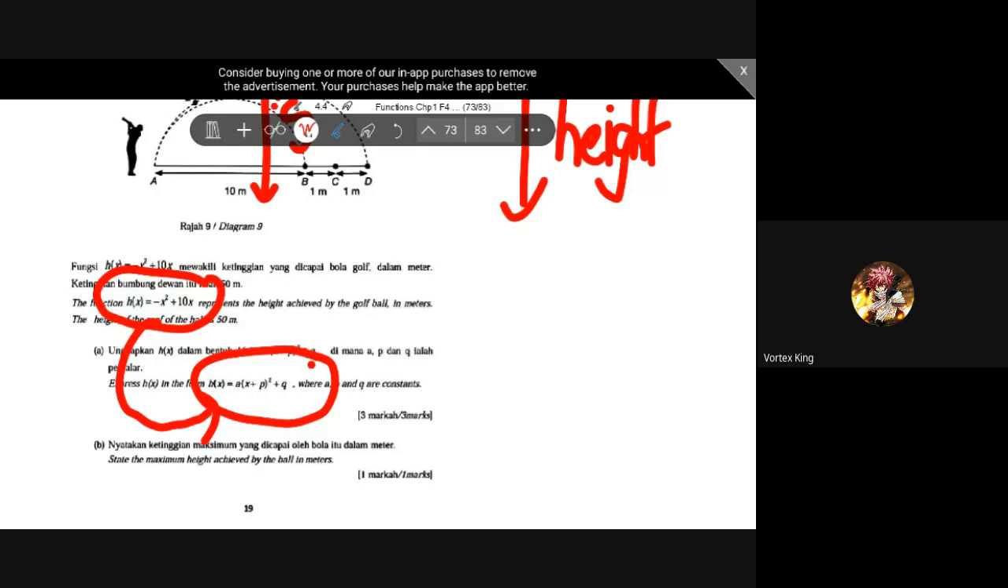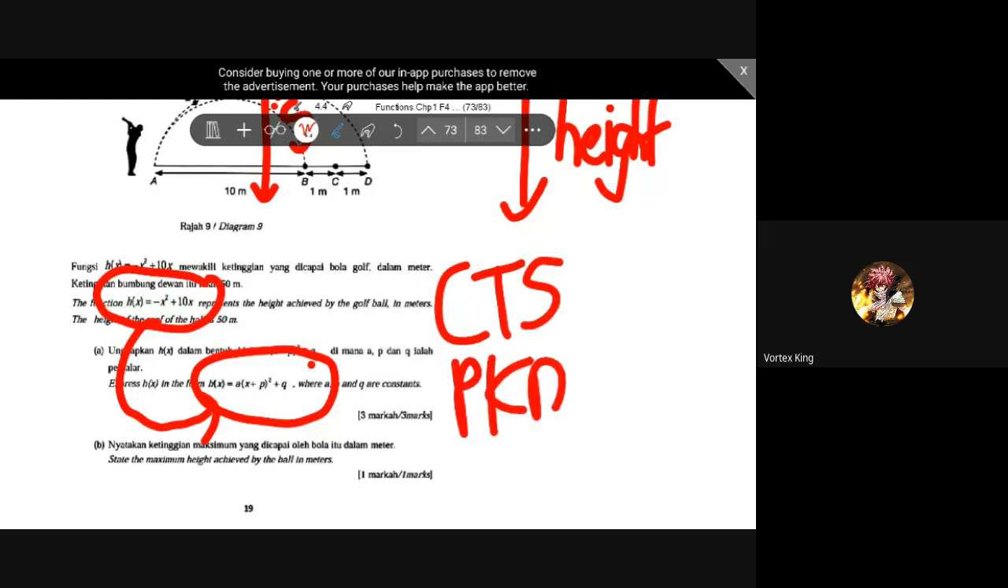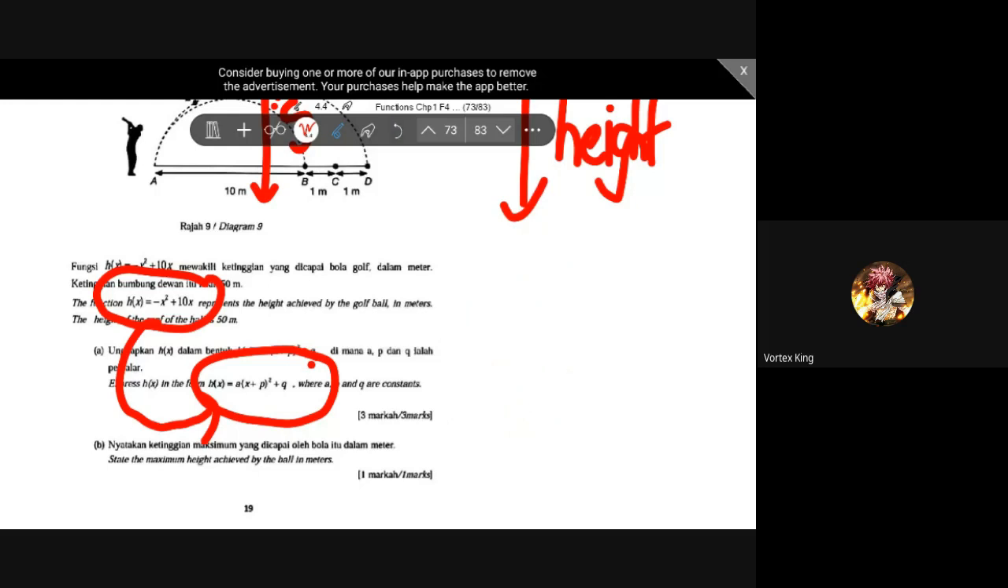Very good, Aife. Completing the square, CTS. In BM it is PKD, penyempurnaan kuasa dua. So this is the method we use. If I ask, what is the most important thing in this method? Can anyone tell? What is the most important step when we do completing the square?